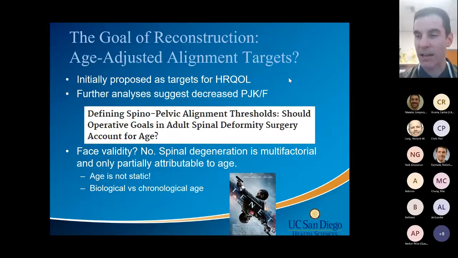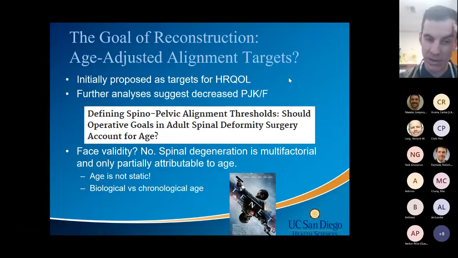That's the first thing you have to look at when you guys read papers. Does this pass face validity? Does this make sense? Or if I said this to people, they say this is nonsensical. I would say this is nonsensical. Spine degeneration is multifactorial and certainly attributable to age. Age is not static, right?